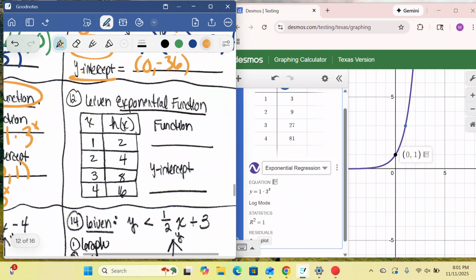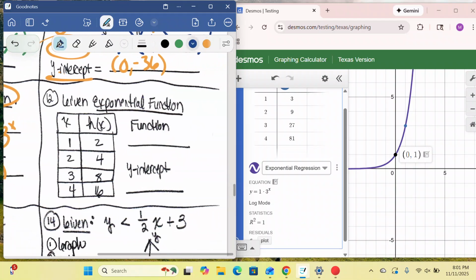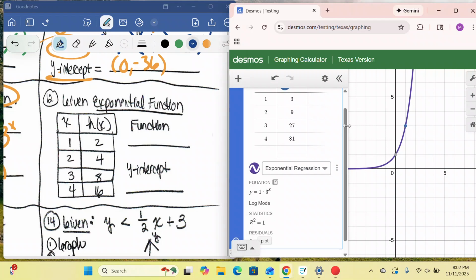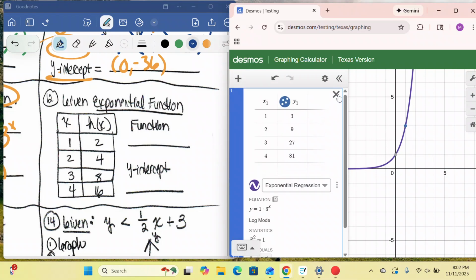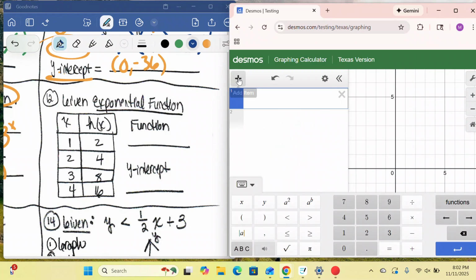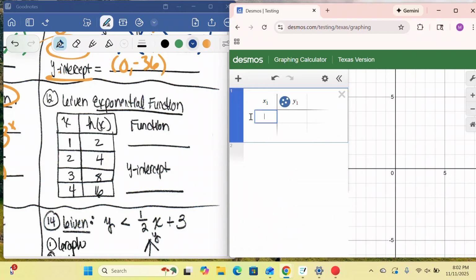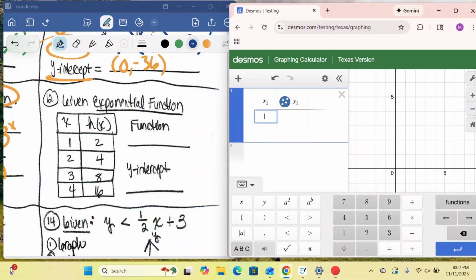If we look at number 12, you can go ahead and pause the video and see if you get the right answer. If you don't get the right answer, or if you get the right answer, then you should understand it. So once again, let's go ahead and input it in table form. I got to get rid of this table, and I'm going to put the plus sign, and I'm going to go to table. And then I'm going to go ahead and input my values. 1, 2, and remember h of x is just a fancy way of saying y.